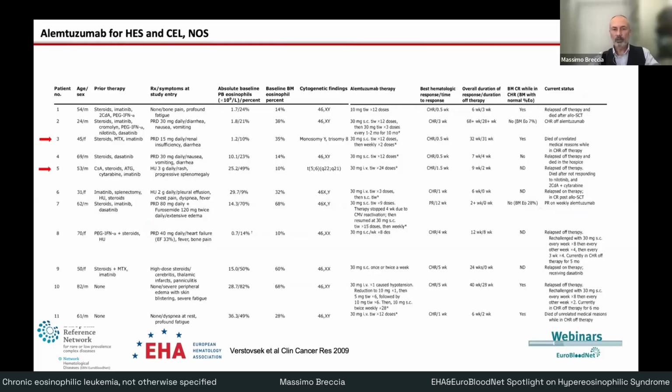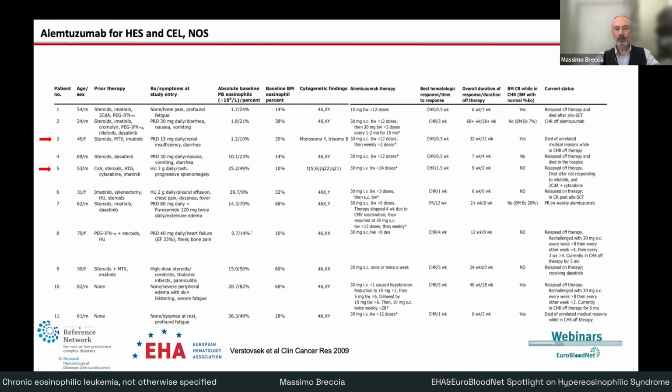And I also reviewed the literature about monoclonal antibodies, and I found only two cases that could be defined as CEL-NOS, in a series of 11 reported by the MD Anderson, treated with alemtuzumab, so anti-CD52, sorry. The first one is affected by trisomy 8, achieved an important response, and then died of unrelated medical reasons, but was still in hematological control.